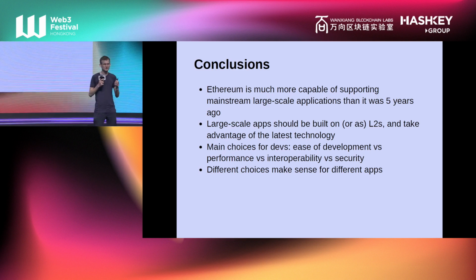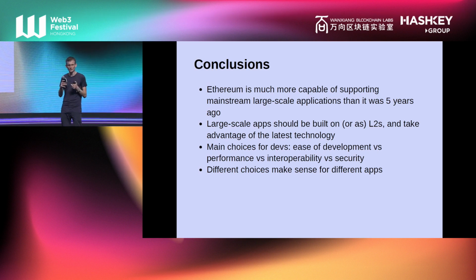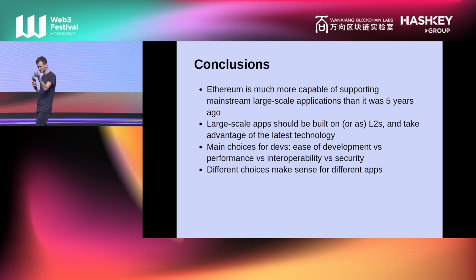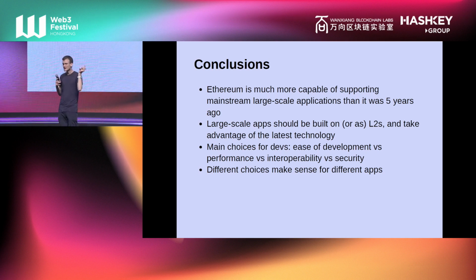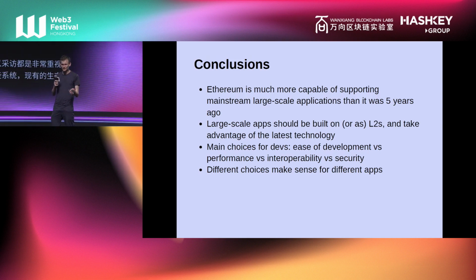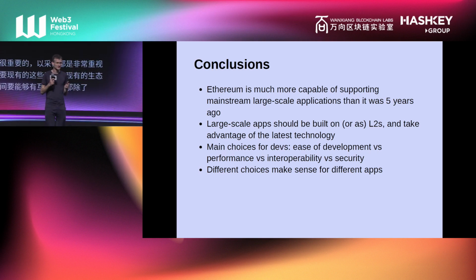So build on Optimism, build on Base, build on Scroll. Or it could also mean building your own app chain as a rollup or as a Validium that uses special purpose code that's optimized around your application. Both of those paths, I think, are completely acceptable. The main choices for developers are ease of development versus performance versus interoperability versus security. And when we say interoperability, there are two kinds of interoperability. You can interoperate with the existing Ethereum ecosystem, and you can also interoperate with your existing application, your existing users, and other things within your ecosystem that you already need to interoperate with.